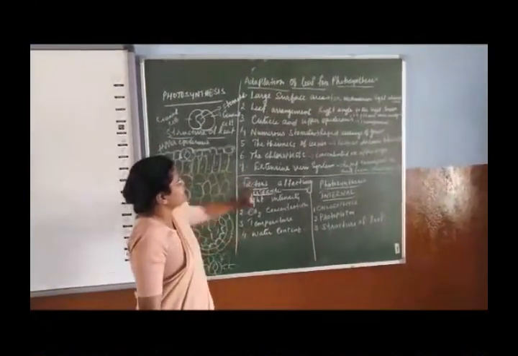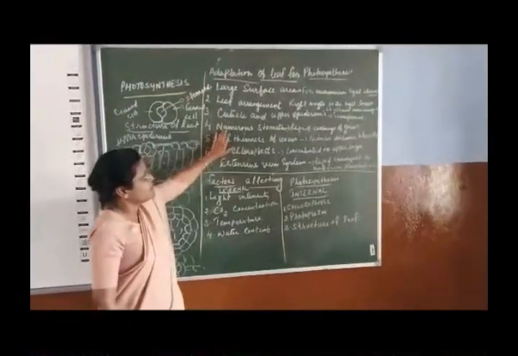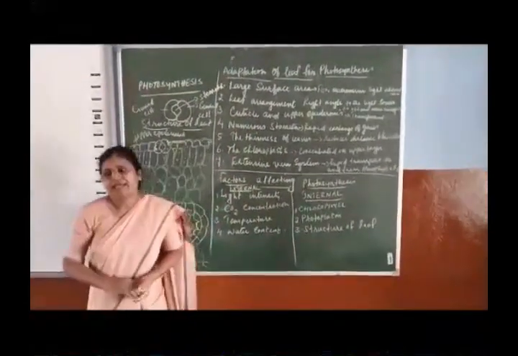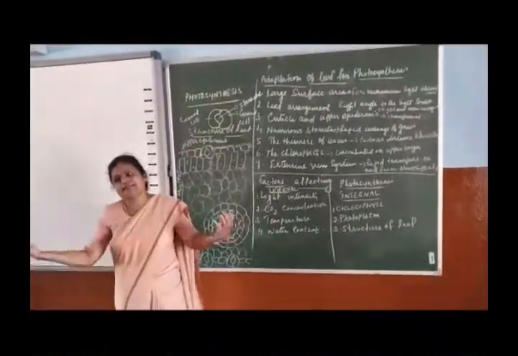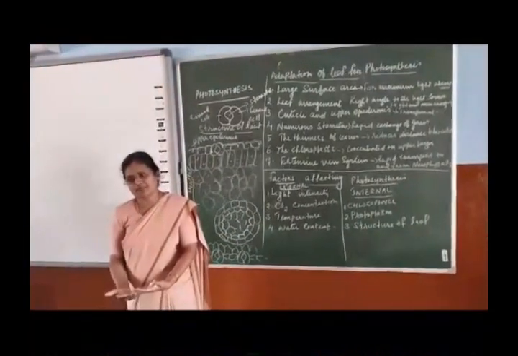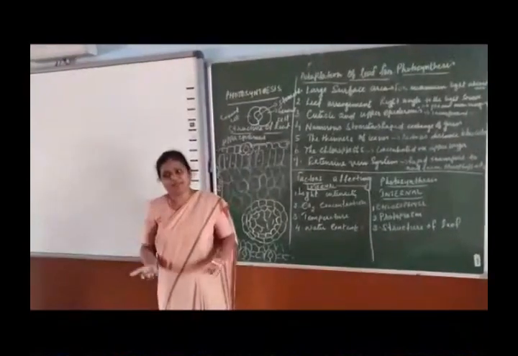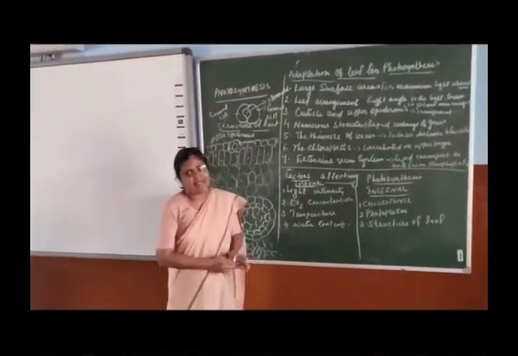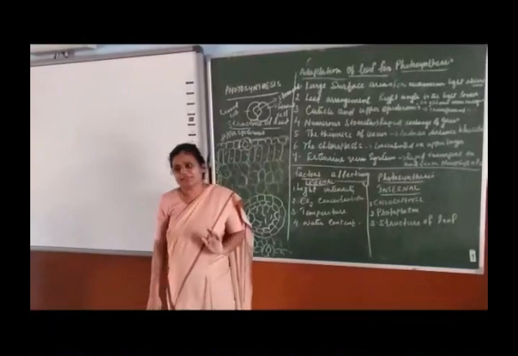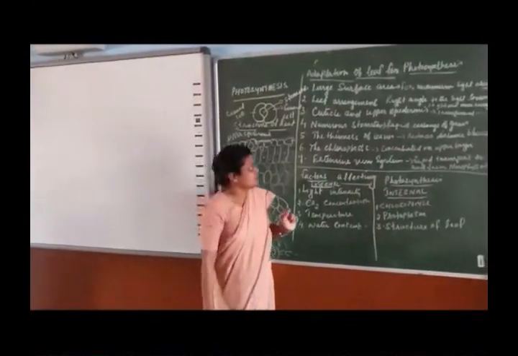And the fourth adaptation that the leaf has is that it has numerous stomata. The greater the number of stomata, the greater is the entry of carbon dioxide and atmospheric moisture, and thus greater is the availability of carbon dioxide for photosynthesis, and thus you have greater efficiency in the rate of photosynthesis.